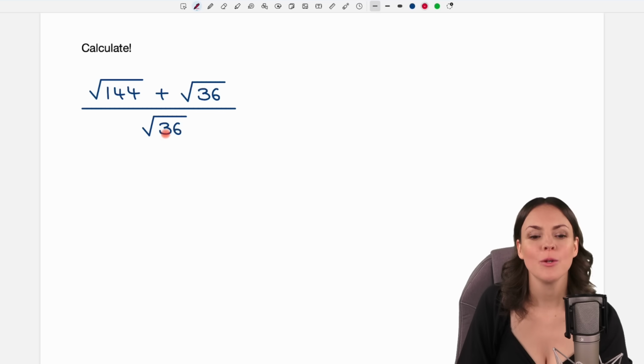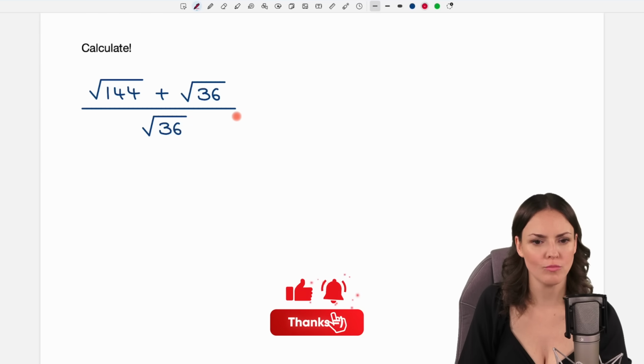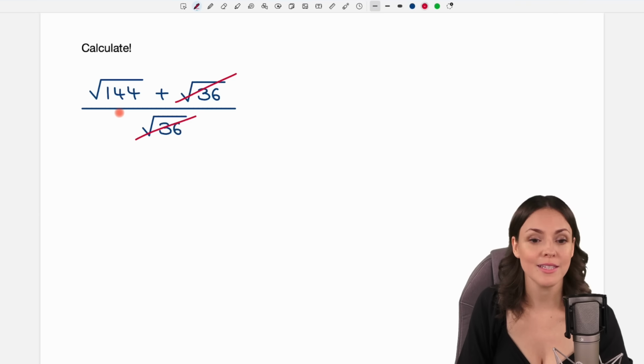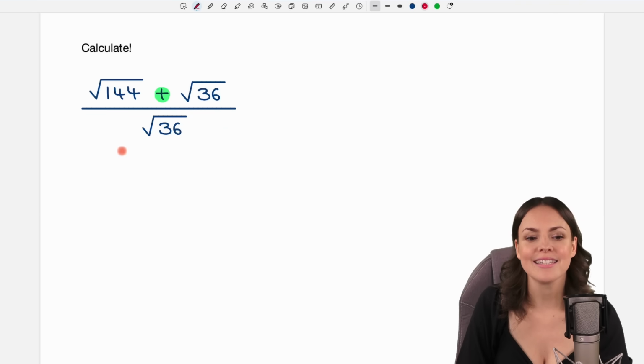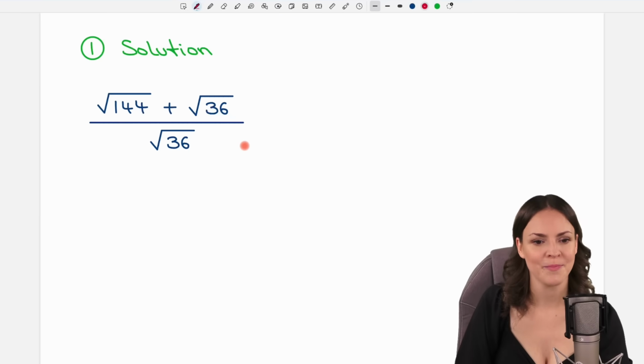Today I want to show you 3 different ways to calculate this expression. What we are not allowed to do is this: maybe some of you might say, I have the square root of 36 here and here, I just cancel it out and then my problem is way easier. But we are not allowed to do this because we have this plus in between, and canceling out is only allowed if we had a multiplication symbol here. But that's not the case, so let's take a look at 3 different ways to solve this.